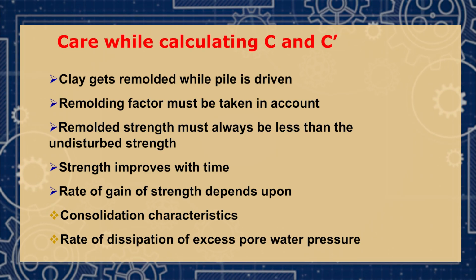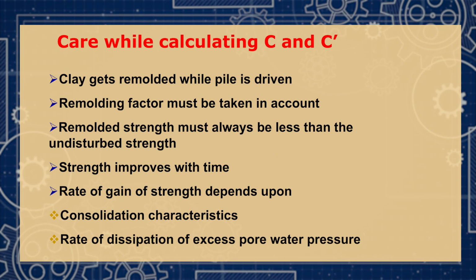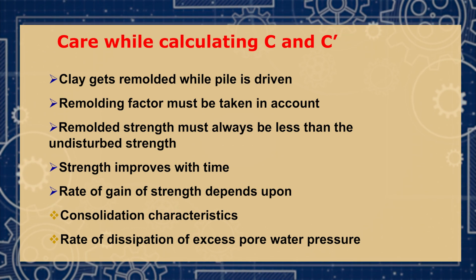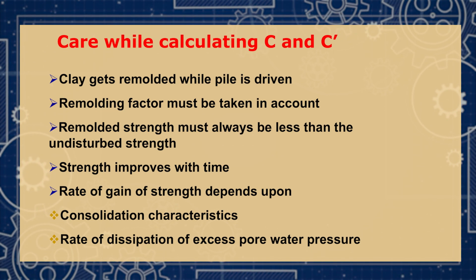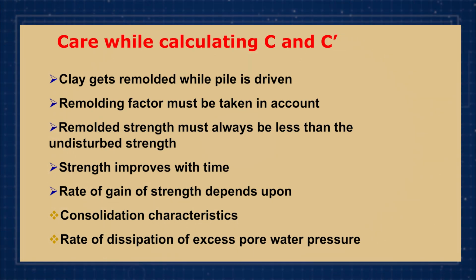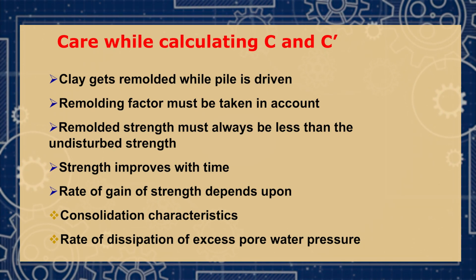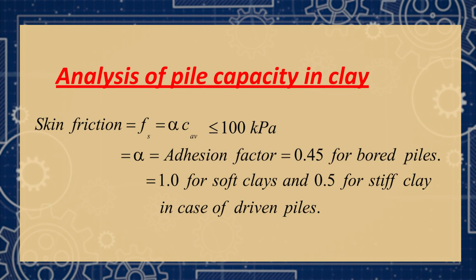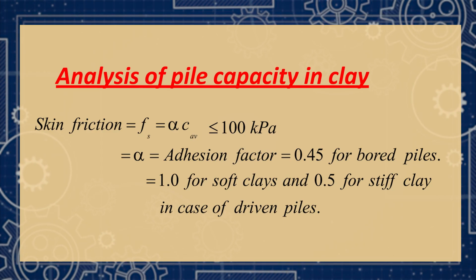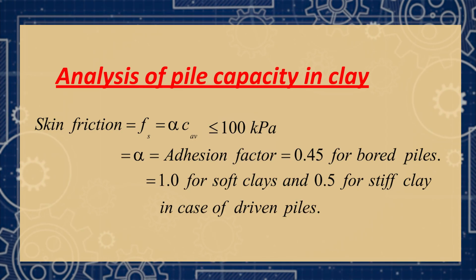Clay gets remolded when the pile is driven, so the remolding factor must be taken into account. Remolded strength must always be less than the undisturbed strength. Strength improves with time, and the rate of gain of strength depends upon consolidation characteristics and the rate of dissipation of excess pore water pressure. This is the pile capacity formula for skin friction in clay.